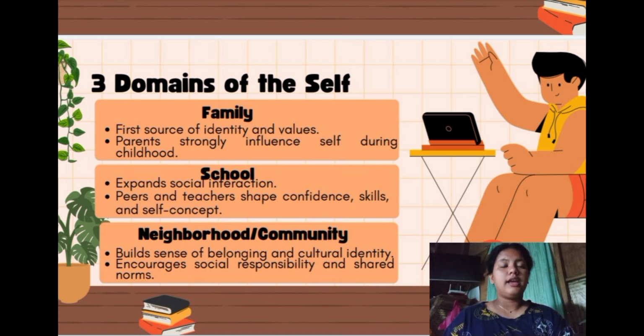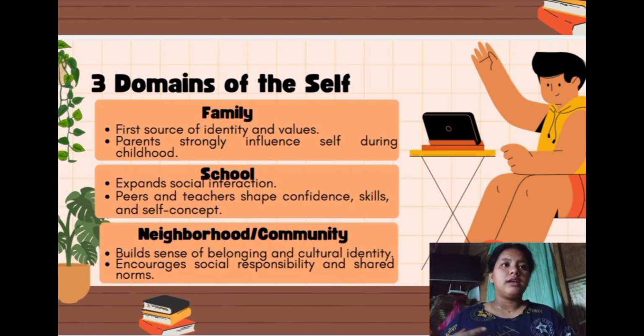So lastly is the neighborhood or community. It is the environment outside our home and school where we interact with other people such as neighbors, friends, and local groups. This domain helps us build our social identity and sense of belongingness because it connects us to a larger group beyond our family. Through the community, we learn about our culture, our traditions, and the social norms, like respect for others, cooperation, and helping those in need.